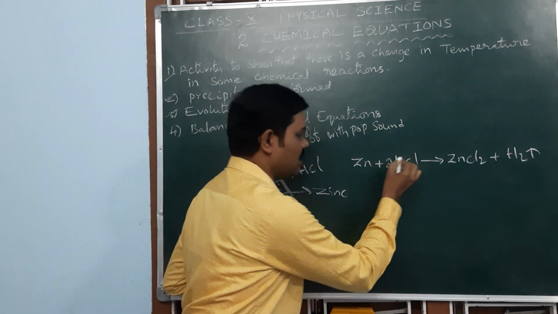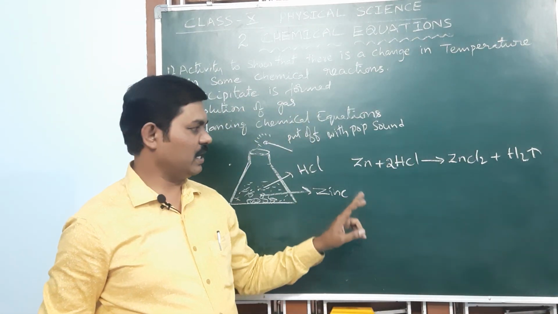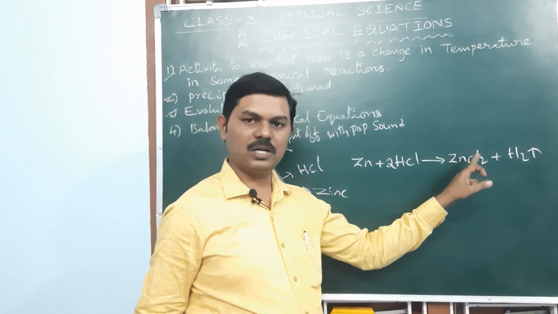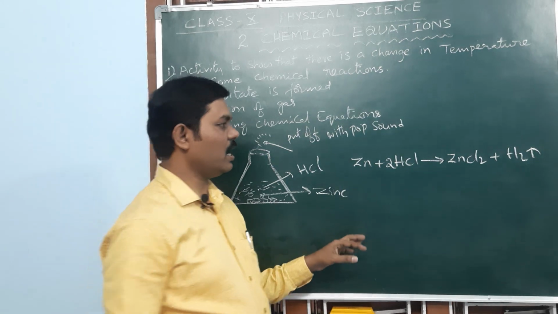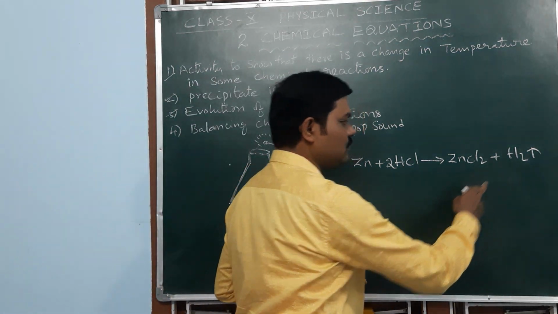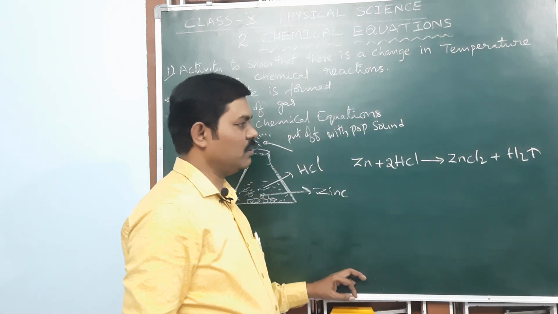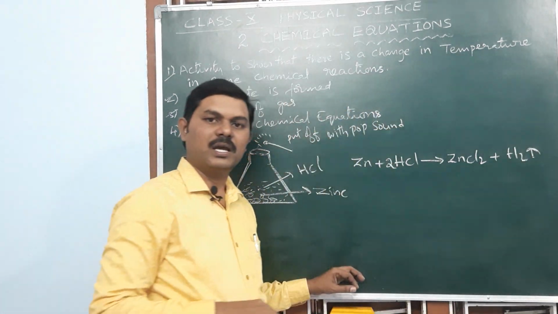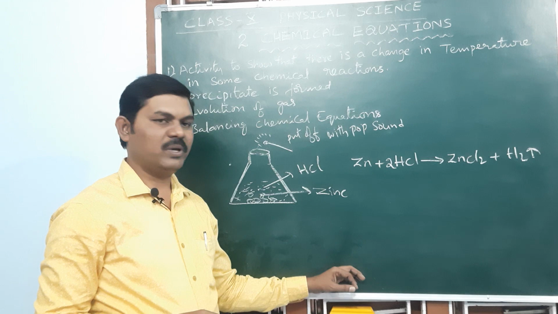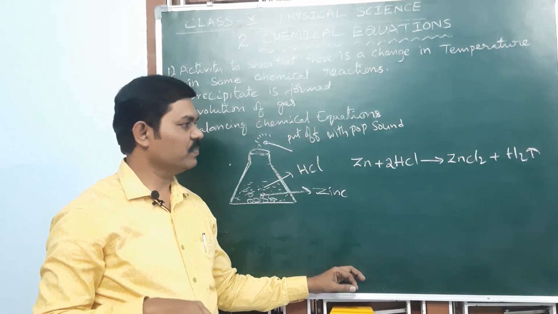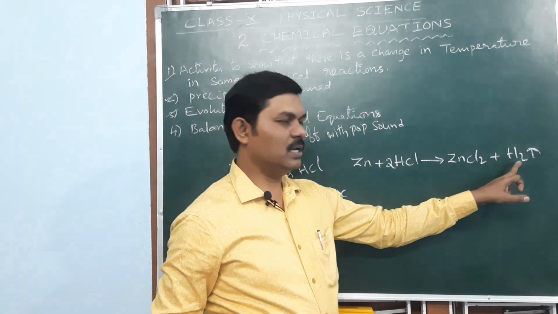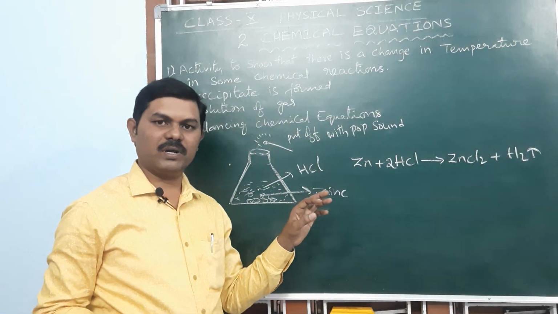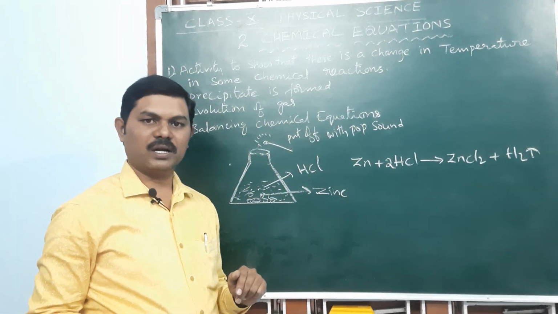In order to balance the equation, we will take 2HCl. Zn plus 2HCl gives rise to ZnCl2 plus H2. So here hydrogen is a gas. Gases can be expressed with an upward arrow mark. As in the previous activity, precipitates can be indicated with a downward arrow mark and gases indicated with an upward arrow mark. So these are the three important activities in this lesson we can understand.